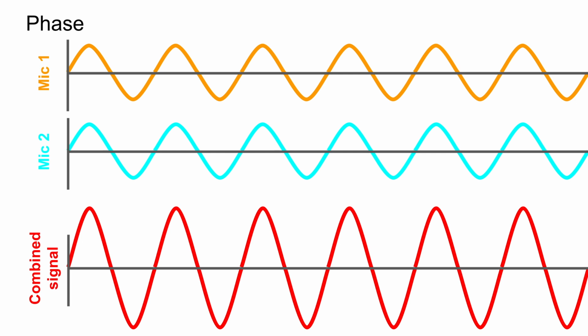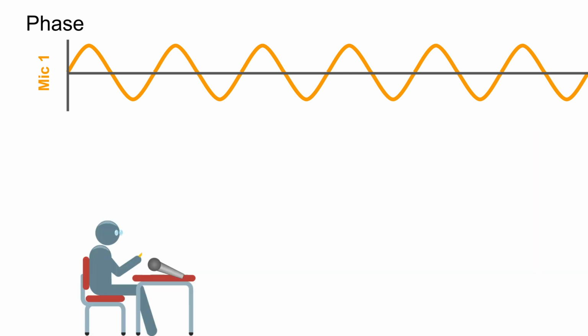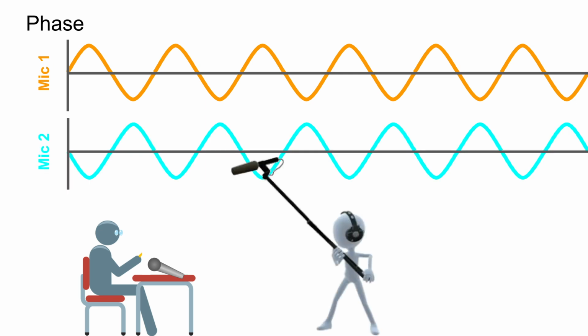That makes perfect sense, doesn't it? All right, let's go back to the start of that example. Here again, we have our person at a desk with one microphone, and we have the one audio waveform that we're looking at. This time, when we add a second microphone, it's farther away.